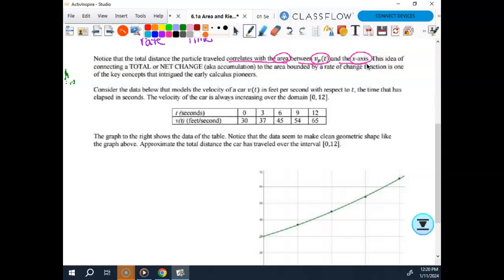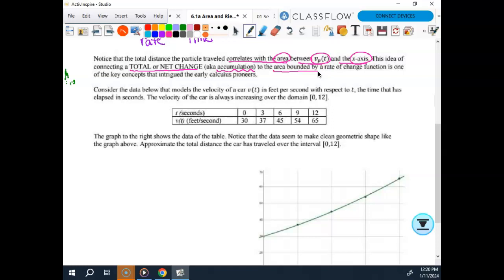This idea of connecting total or net change, or accumulation, which is a word that we're going to see a lot, to the area bounded by a rate of change function is one of the key concepts that intrigued the early calculus pioneers. All right, so we're going to consider this data below that models the velocity of a car, v of t, in feet per second.